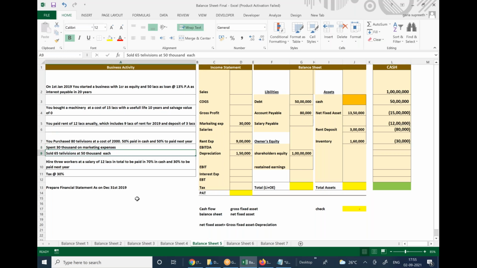I sold 65 televisions at 50,000 rupees each. Equals 65 televisions into 50,000. That is my selling price. And did I get this money? Yes. That equals 65 into 50,000. 32 lakhs I got.